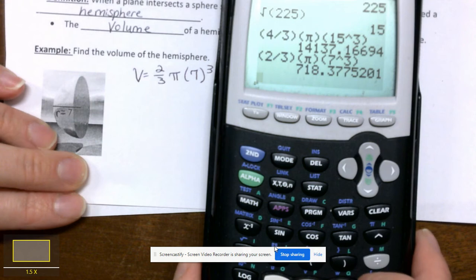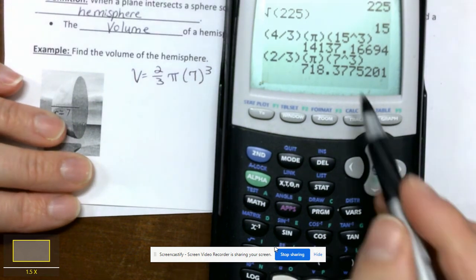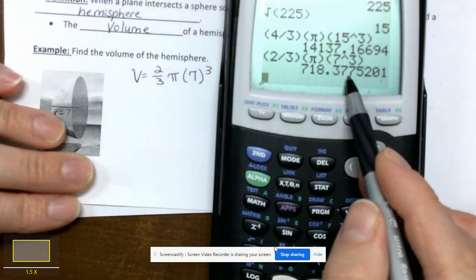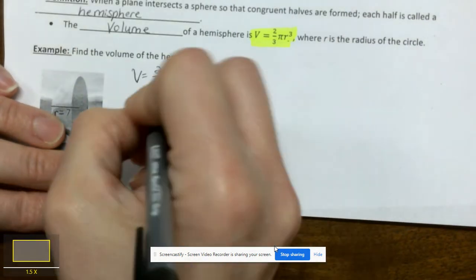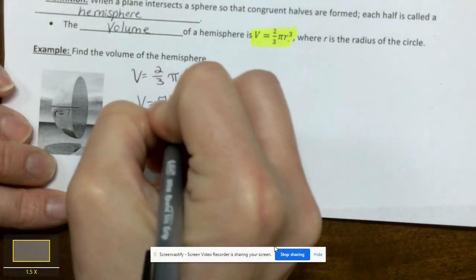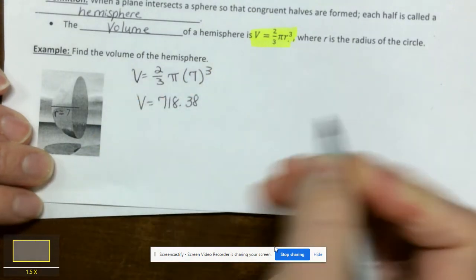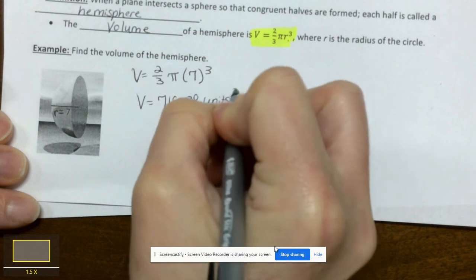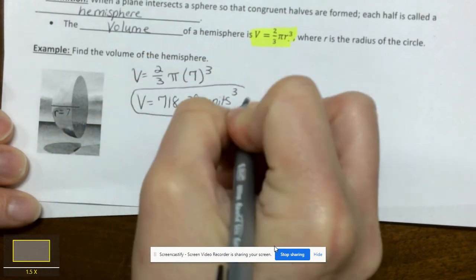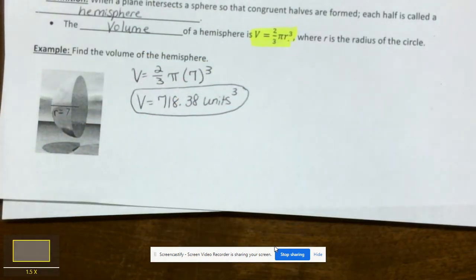All right, that gives us 718.38. We round that 7 up to an 8 since the next number is a 7. 718.38. And since we don't have a unit listed here, we're just going to say units cubed. Whatever the units are, they're going to be cubed because we're dealing with volume.